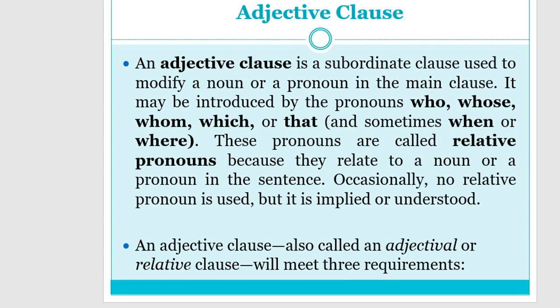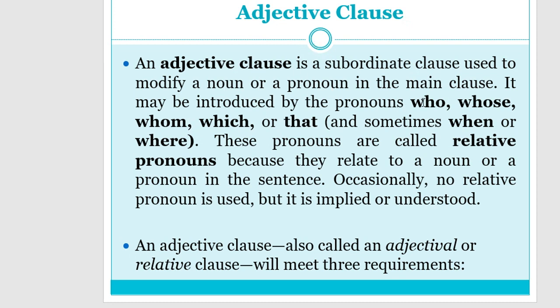Here we have the second slide, and that slide is defining the adjective clause. When we say noun clause, we have a definition of noun clause, and we ask what's the difference between noun phrase and noun clause, and between phrase and clause. Here we are in the section of adjective clause, which is a subordinate clause used to modify a noun or pronoun in the main clause. So modification of a noun or pronoun is the function of an adjective clause.